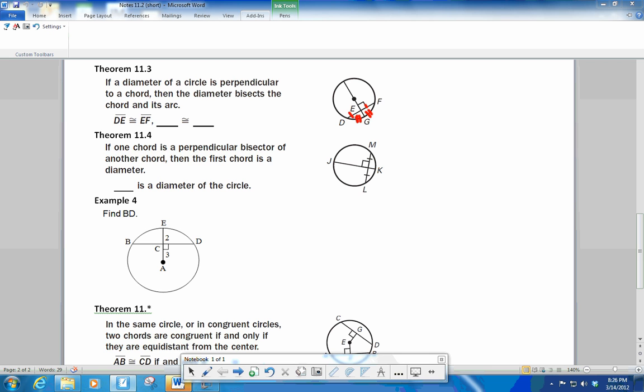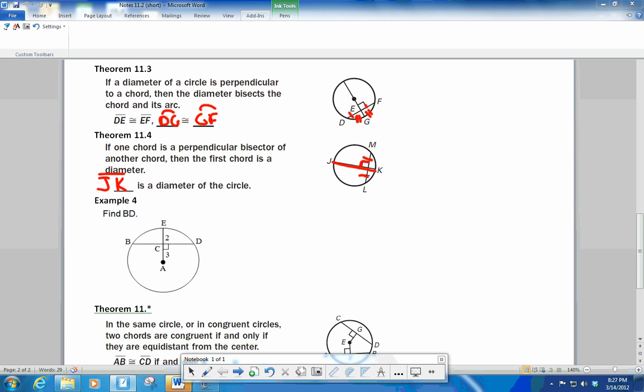So if segment DE is congruent to segment EF, then arc DG is congruent to arc GF. And the next one is basically the converse of that. If one chord is the perpendicular bisector of another chord, then the first chord must be the diameter. So this chord here, JK, is perpendicular to and bisects ML, therefore segment JK must be the diameter of the circle.